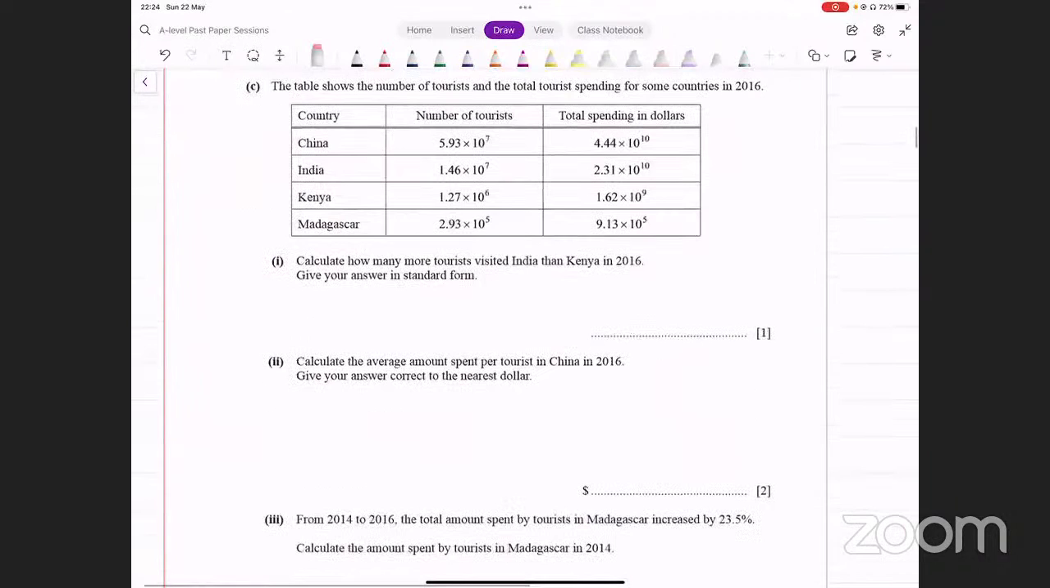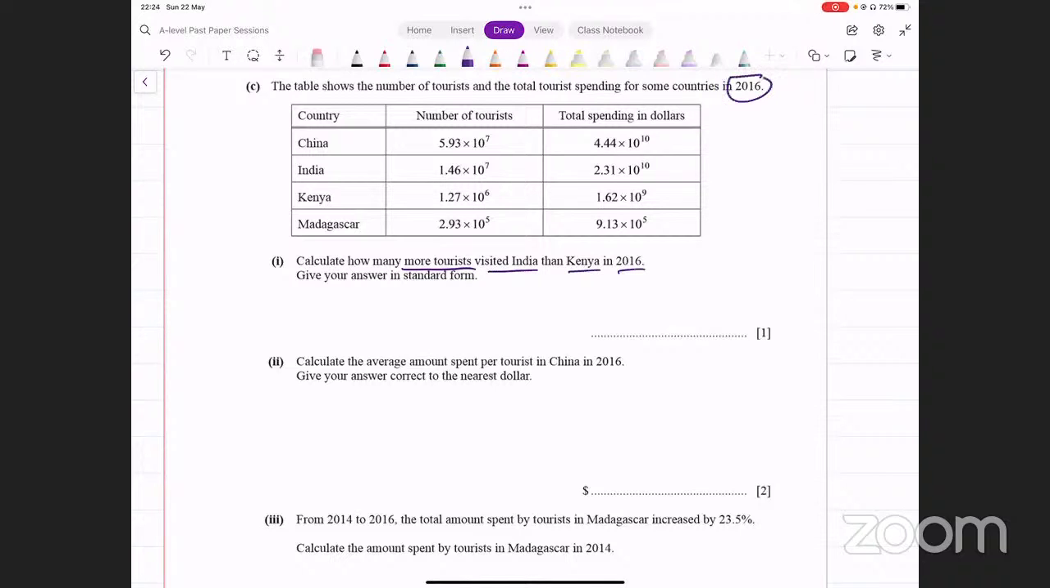Okay, let's move to part C. The table shows the number of tourists and the total tourist spending for some countries in 2016. Okay, so आपके पास यहाँ पे क्या है? You've got number of tourists and the total spending by those tourists for these 4 countries. यहाँ आपके पास 4 countries हैं, इनके आपको tourist numbers हैं, उनके spending numbers हैं. Now we have to calculate how many more tourists visited India than Kenya in 2016.